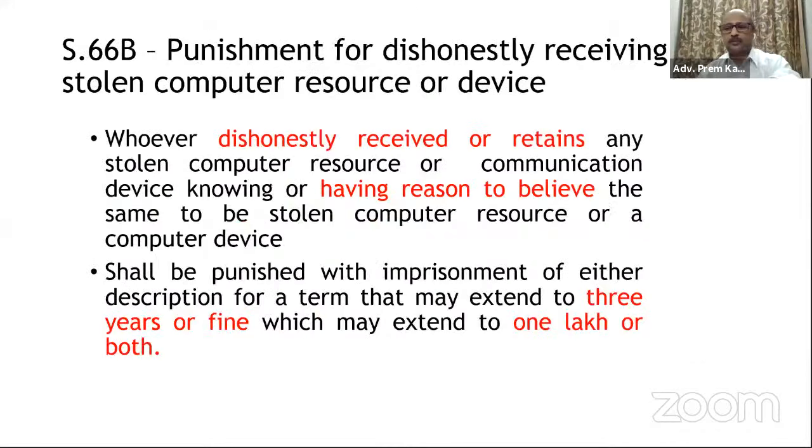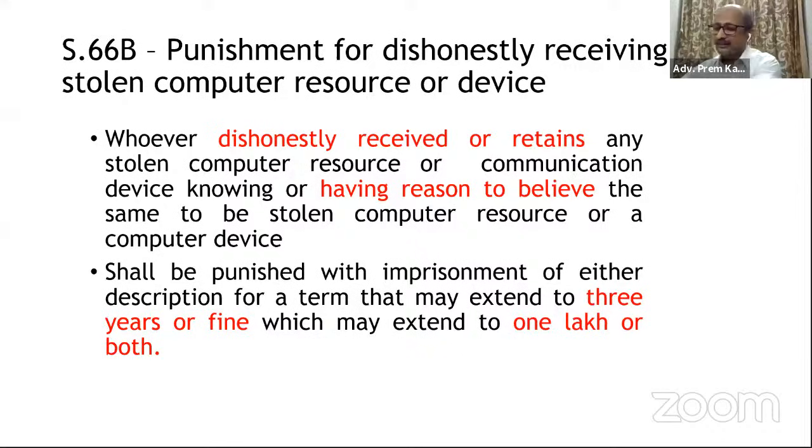So just moving on to the next section, 66B. This deals with punishment for dishonestly receiving stolen computer resource or device. There could be a lot of instances where I can state how it could be, but for a simple example, I have had instances where I was walking down Broadway in Ernakulam, and while walking through Broadway, there is a place which is very near to the post office in Broadway. People from Ernakulam will be familiar with the place. The post office near Broadway. And a man approaches me and says, "Sir, iPhone veno, iPhone veno, iPhone veno."